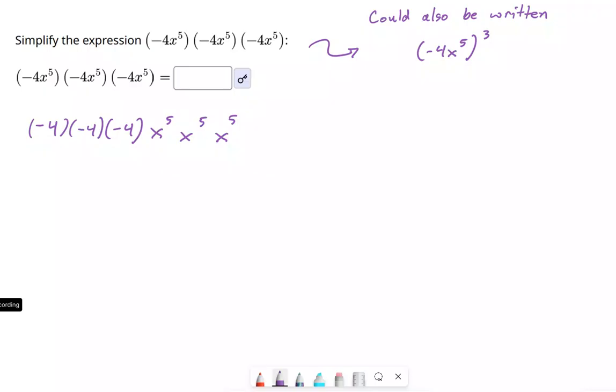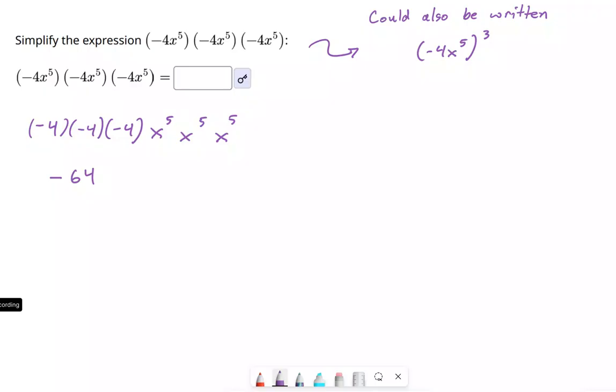So negative times negative times negative, that's three negative signs. I'm not sure what the answer is, but that's definitely going to be a negative. And then if you think 4 times 4 times 4, well, that's kind of big. Let's see, 4 times 4 is 16, so this will be 64. It is fine if you want to use a calculator, especially as you get into double or triple digits.